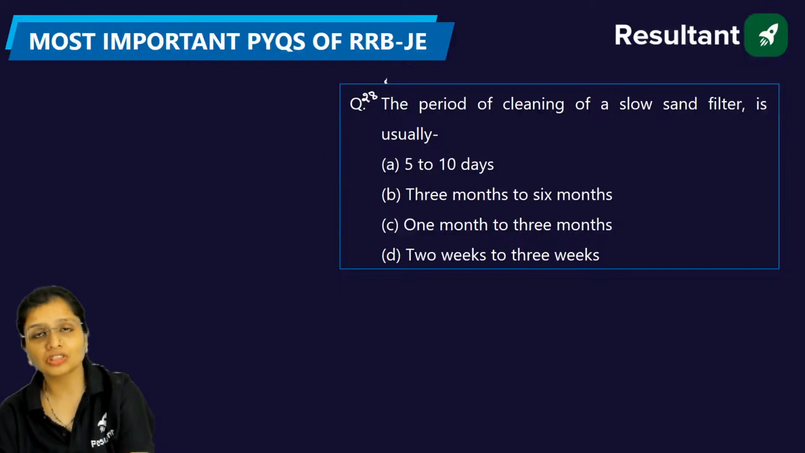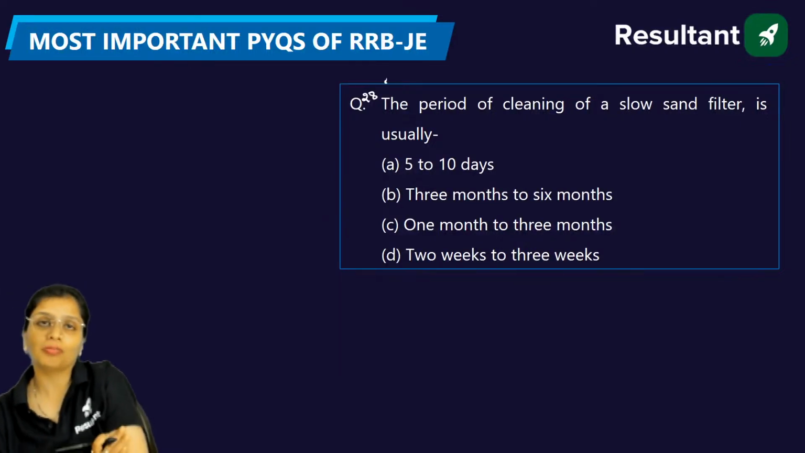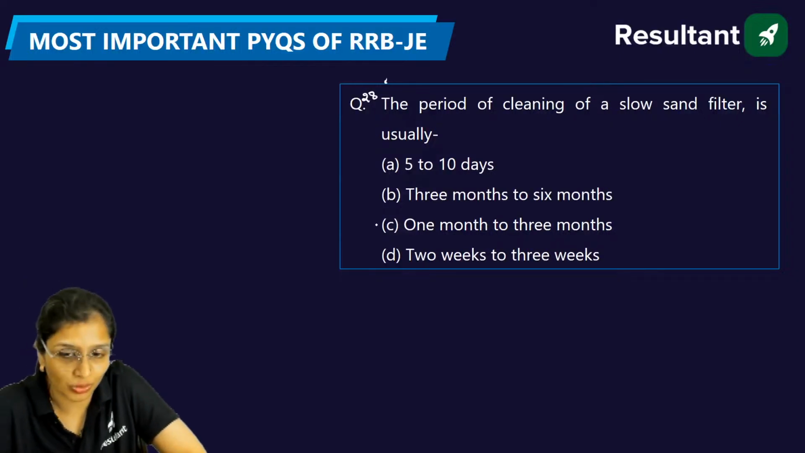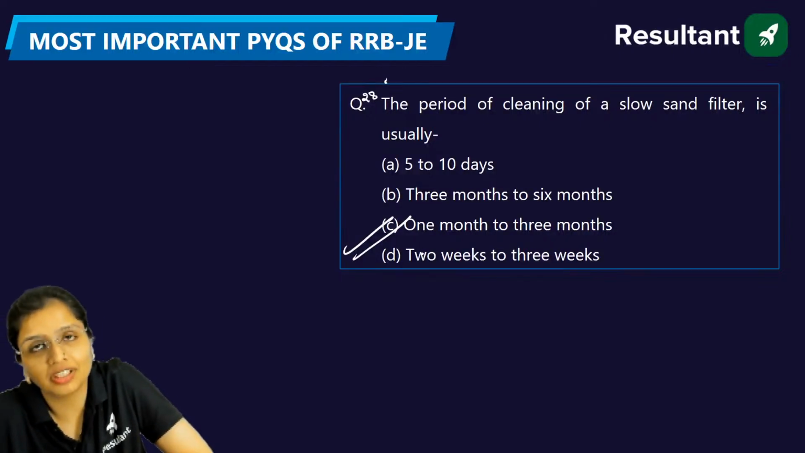So the thickness of the schmutzdecke layer is more. Because of that, the efficiency of pathogenic bacteria removal comes out to be more. So here you do cleaning in 1 to 3 months. And for rapid sand filter, you do it in 24 to 36 hours.